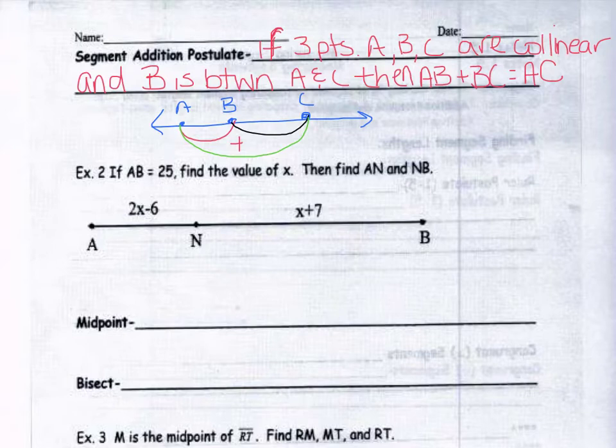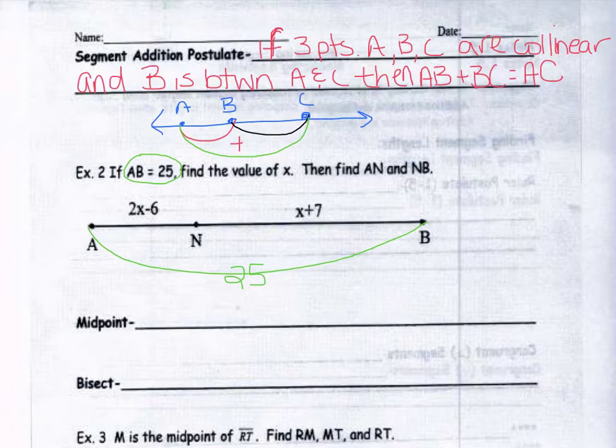All right, example 2. If segment AB is 25 units long, find the value of x. Then find AN's length and NB's length. So now we're going to get into this segment addition postulate using expressions with variables. When we do this, let's just start with labeling. It is extremely important that you label your pictures with the given information. It tells us AB is 25. Let's draw a little loop here, and let's label this 25, because if you don't label it, you're going to forget.